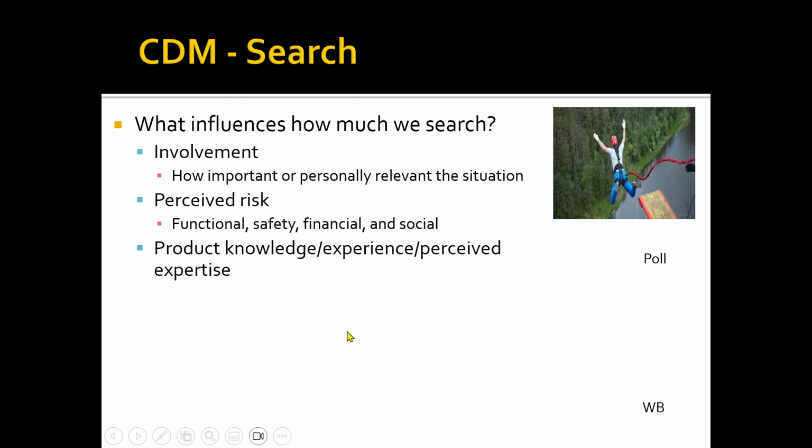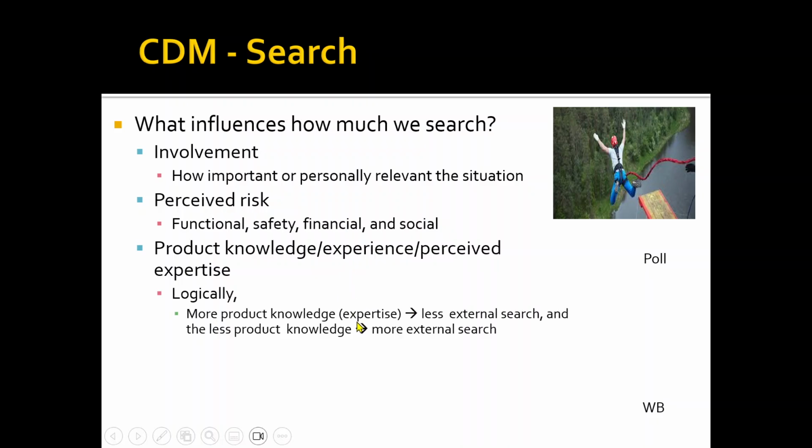Another factor is how much we know, right? Product knowledge, experience, perceived expertise. And so normally we think, the more we know, we don't search as much. I already know a lot about laptops, what I'm going to get, or computers, or my phone, or cars, or where I'm going to go to buy electronics. I already know all that stuff, so I'm not going to search that much. How about people who don't know very much, all right? You would think that they would search a lot, all right?